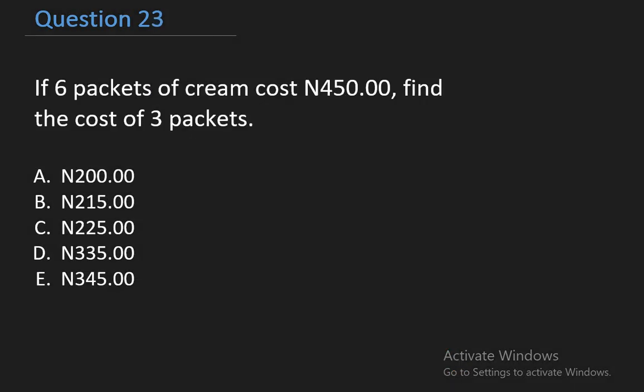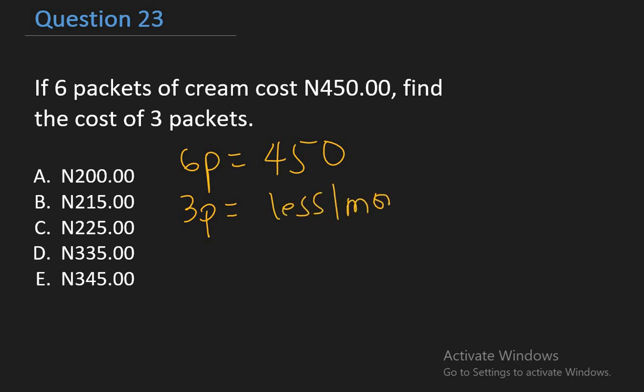Question 23 says, if 6 packets of cream cost 450 naira, find the cost of 3 packets. 3 packets will cost less since the packets are fewer. So if less, more goes under. 3 divided by more, which goes under, times 450 over 1. 3 here 1, 3 here 2.